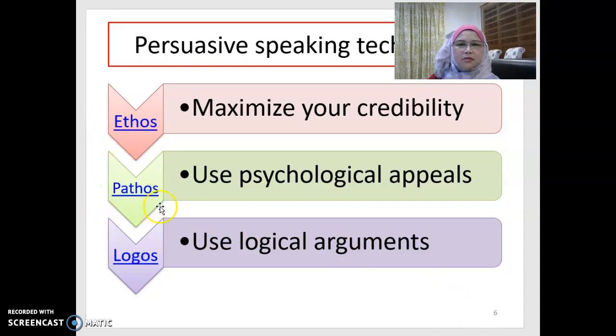Yeah, and at the same time, you need to use your psychological appeals, or pathos. And what is pathos? It is actually emotional appeal. You appeal in the way that you make people feel, number one, sad. You might make people feel pitiful towards something, or you might make people feel frightened. You might make people feel happy or angry. Use these appeals to make your presentation better.